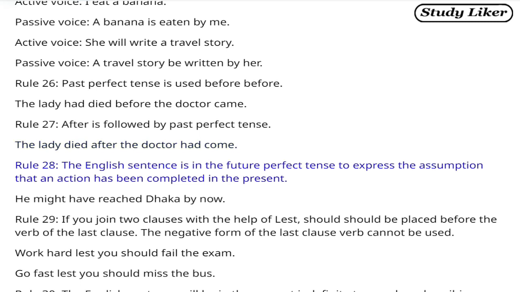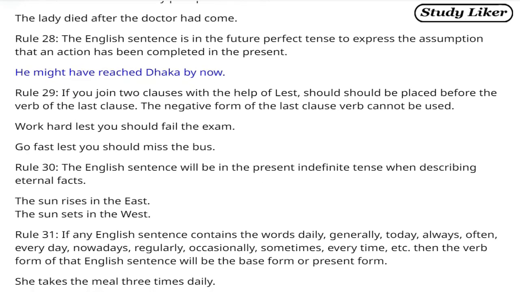Rule 28, the English sentence is in the future perfect tense to express the assumption that an action has been completed in the present. He might have reached Dhaka by now.